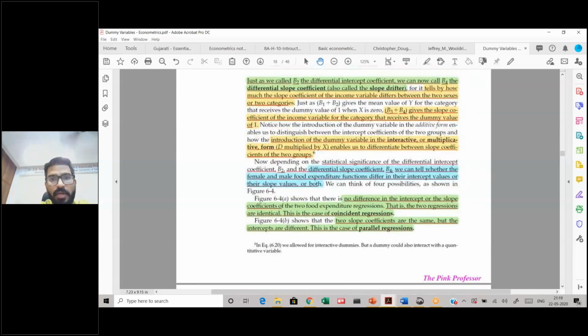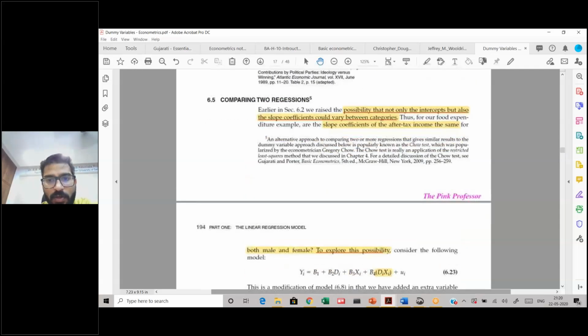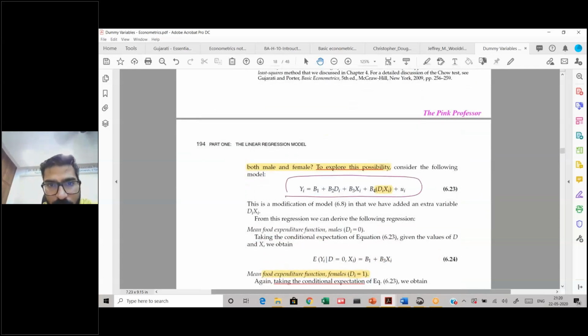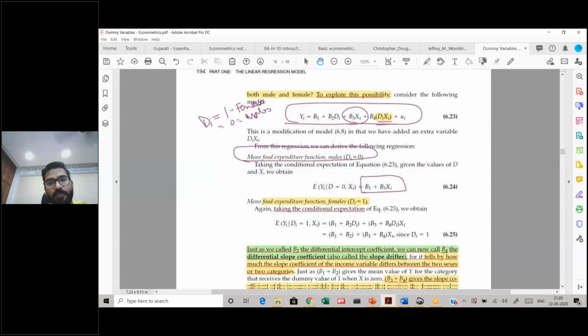Let's see the regression equation first. This is our regression equation where DI is equal to 1 in case of females, equal to 0 in case of males, and XI is the after-tax income, and this is the interaction between DI and XI. So what is going to be your base category when your DI is equal to 0? When your DI is equal to 0, all you are left with is the mean food expenditure for males, which is equal to beta 1 plus beta 3 XI.